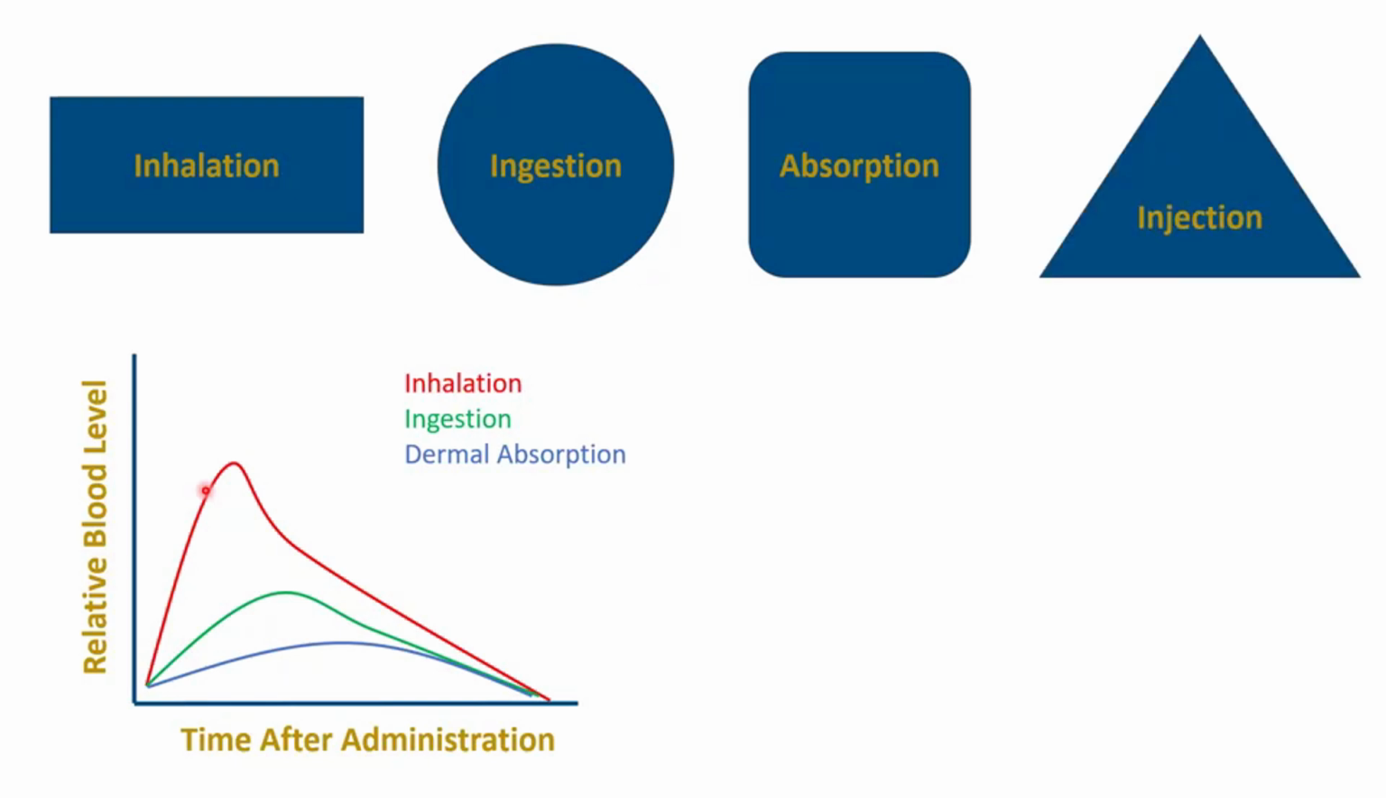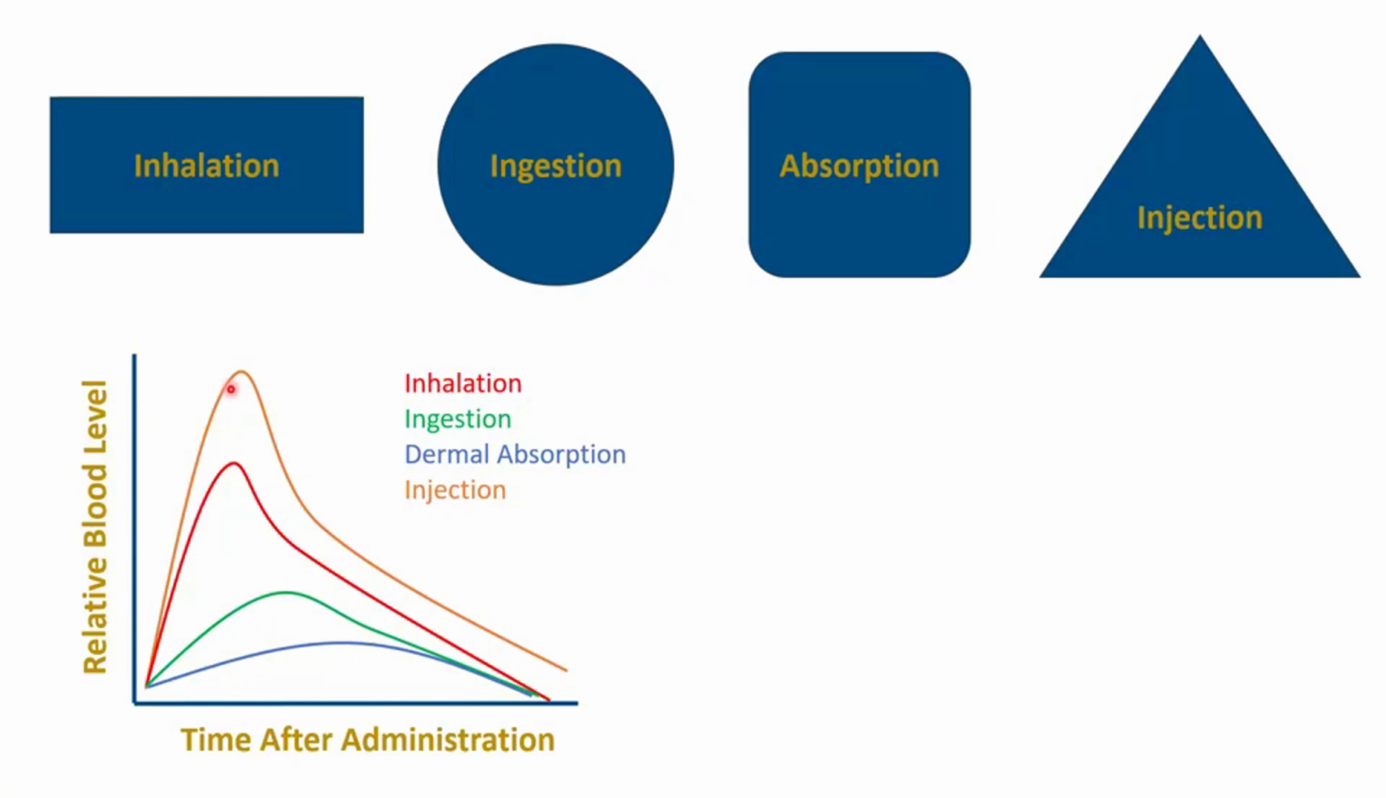A final mechanism would be injection. So here we have the toxin being injected directly into the blood. As you might expect, we see the highest relative blood levels as compared to inhalation, ingestion, and dermal absorption, where we have different barriers between the toxin and the bloodstream. And so we see the highest relative blood levels and a very quick rise to that peak concentration in the blood.